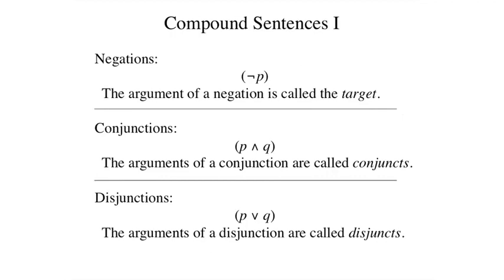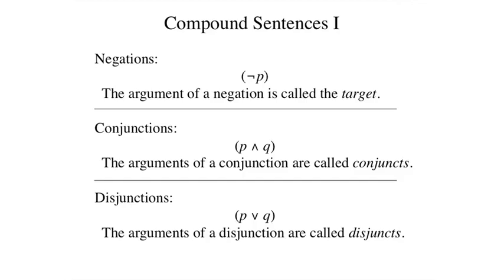Compound sentences are formed from simpler sentences and logical operators of various sorts. There are 6 types of compound sentences in propositional logic. A negation consists of the negation operator followed by a simple or compound sentence, all enclosed in parentheses. For example, given the sentence P, we can form the negation of P as shown here. The argument of a negation is often called the target of the negation.